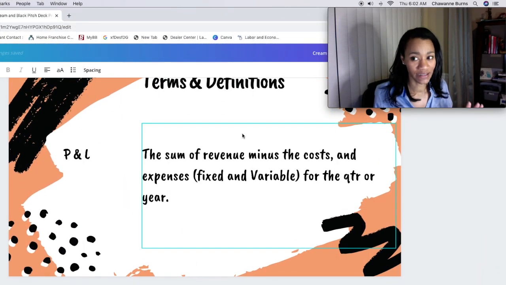Our next key definition is P&L. This is profit and loss.